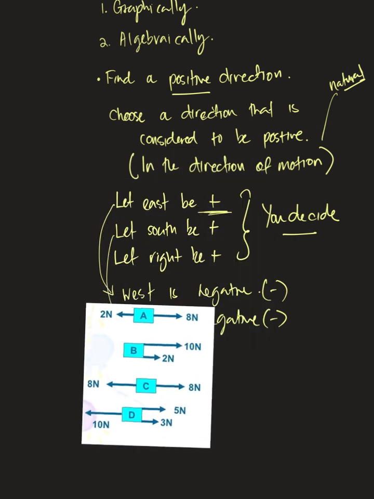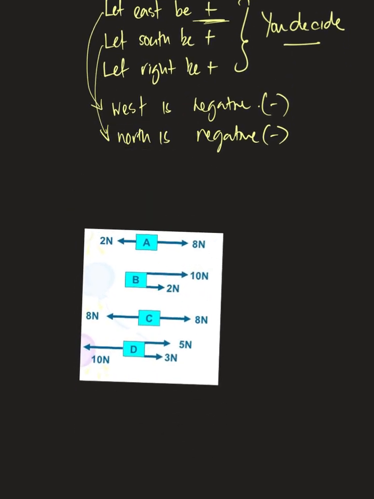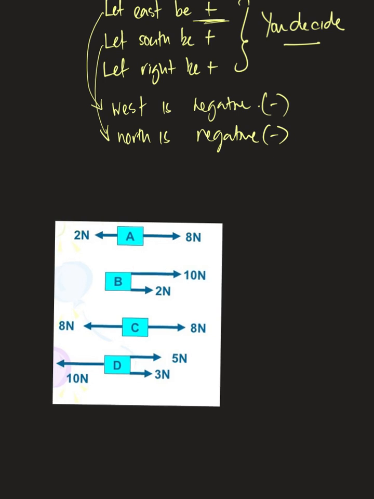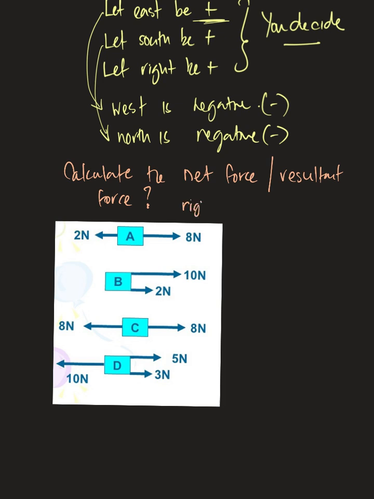So if I look here, let's look at these. The question that they're going to ask us for something like this is they're going to say, calculate the net force, or the total, or the resultant force. Right. So here I've got things moving either to the right or to the left. So I'm going to take anything that moves to the right as positive. I'm going to make that statement.